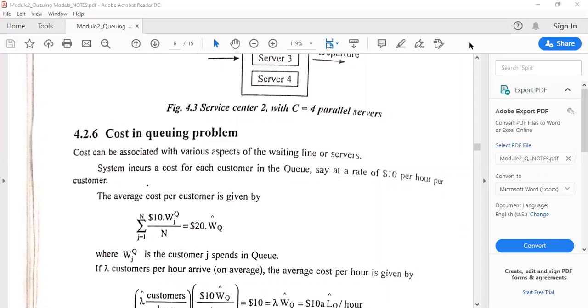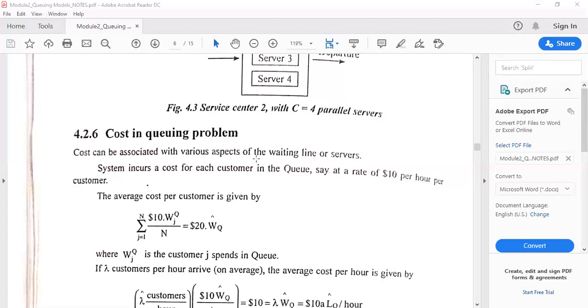And finally, in today's session we'll be discussing what we mean by queuing notation, what the different long run measures of performance in a queuing system are, and also what we mean by networks of queues. So let's start today's session by understanding what we mean by cost in a queuing problem.